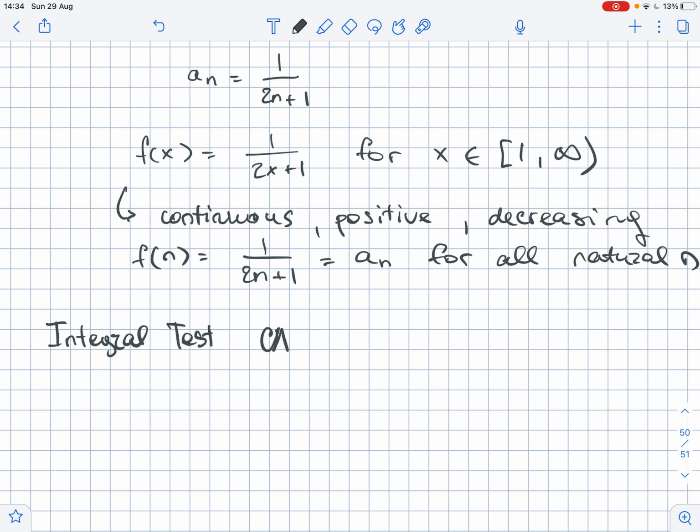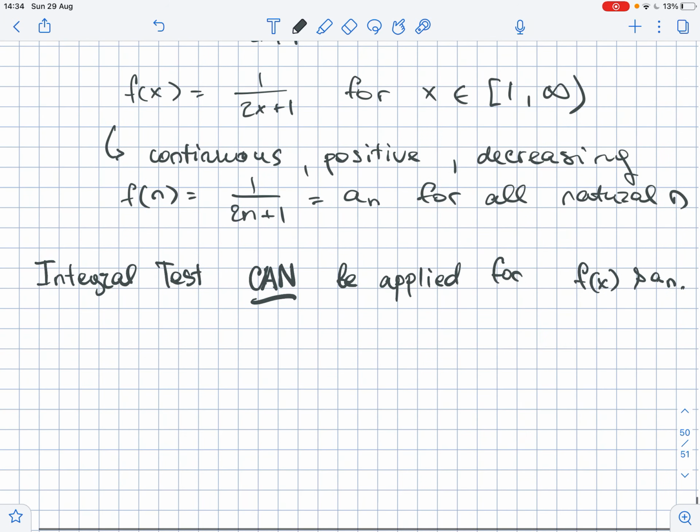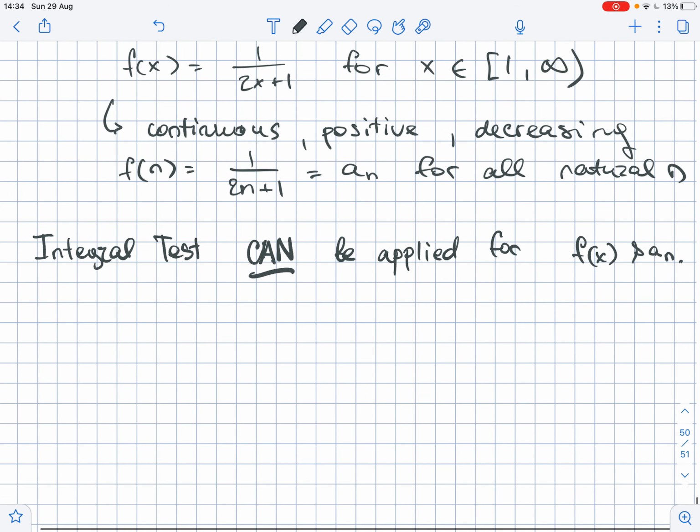So let's write it down. The integral test can be applied for f of x and a n. So now let's check the convergence or divergence using the integral test.